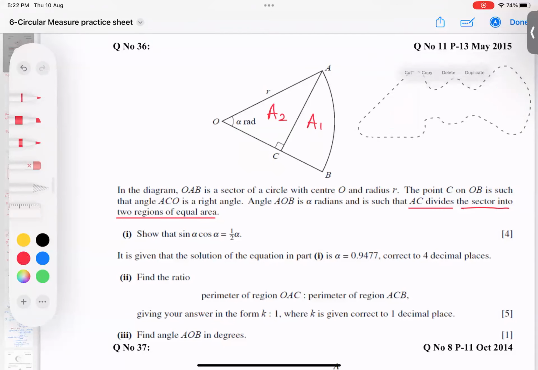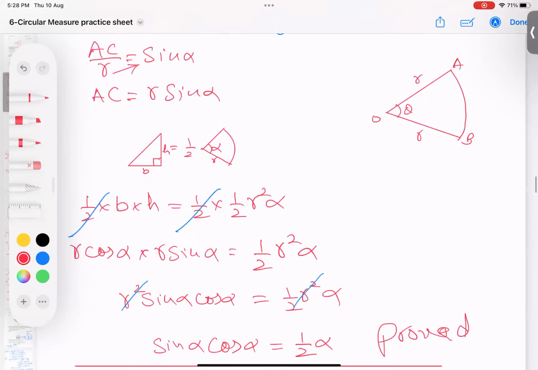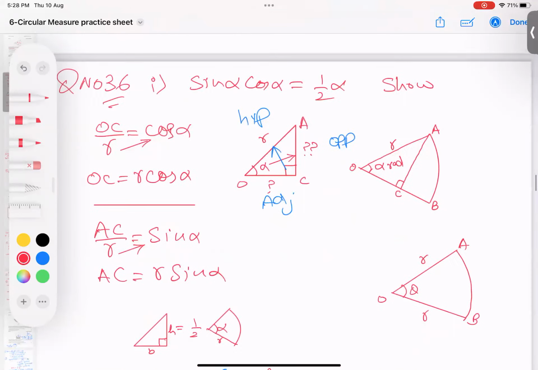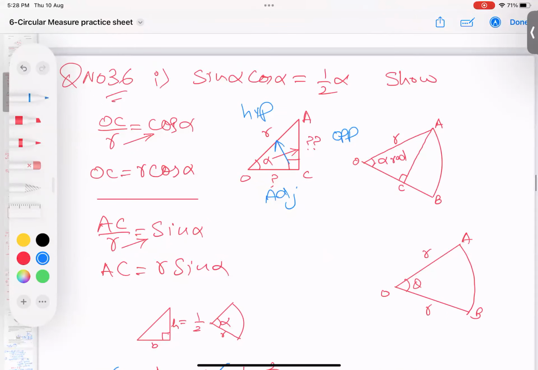Now what is missing? Perimeter of ACB. Where is ACB, student? I can show you this blue region. This is the blue region. I'm looking for the AB arc length, the AC straight length, which is the same here, and this CB is very interesting.